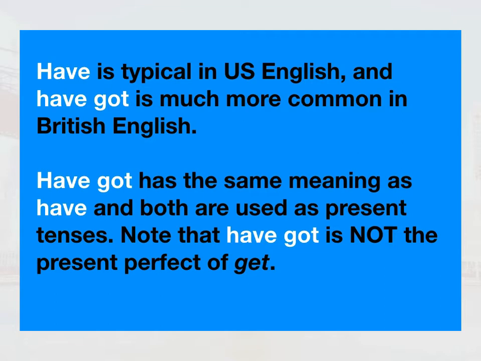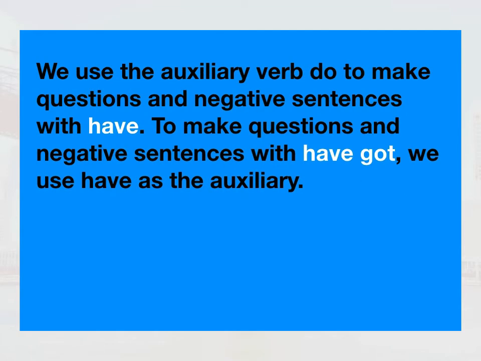Notice that have got is not the present perfect of the verb get. We use the auxiliary verb do to make questions and negative sentences with have. To make questions and negative sentences with have got, we use have as the auxiliary.